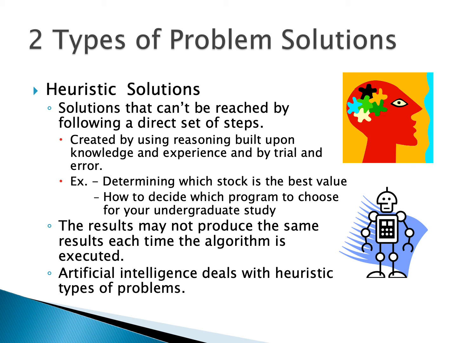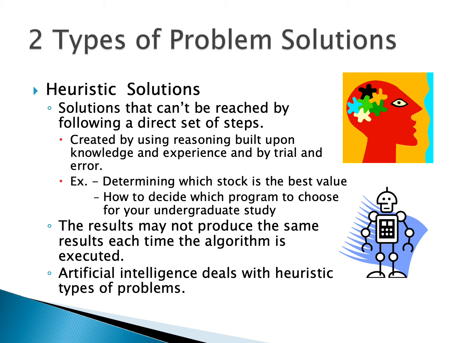Heuristic solutions, on the other hand, create different solutions each time the program is run. Calculating an appropriate stock to purchase is an example of a heuristic problem because what is appropriate one minute may not be in the next minute. This means that even by using the same steps, it may not produce the same result.